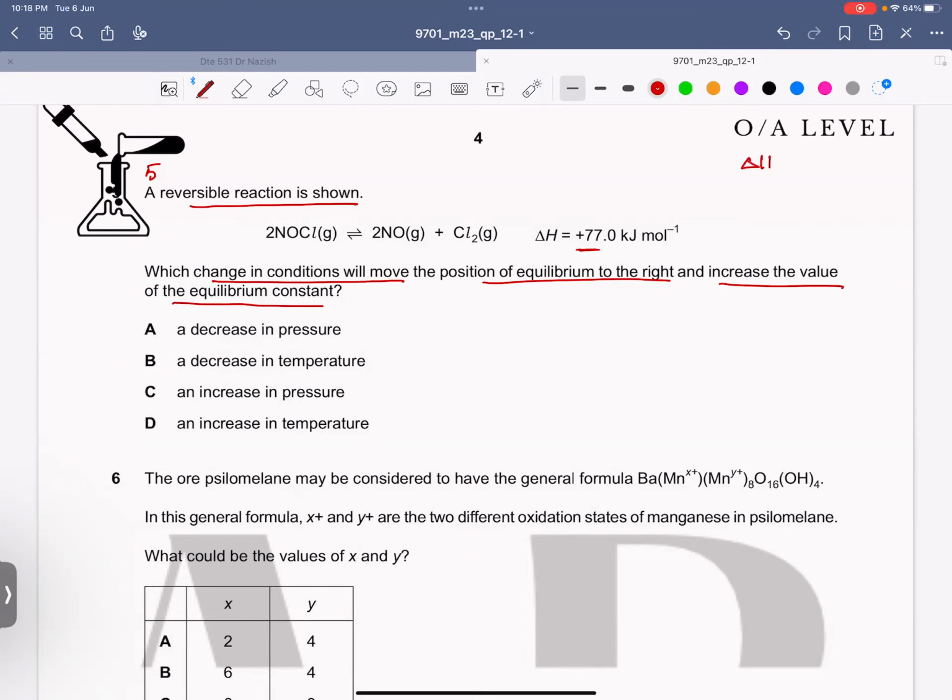For positive enthalpy changes, for the reactions whose delta H is positive, which are endothermic, an increase in temperature increases the value of Kc. And an increase in temperature shifts the equilibrium towards the endothermic side as well. So if you see, this is the only correct possible answer. A, B, and C go wrong, and D is the correct one.